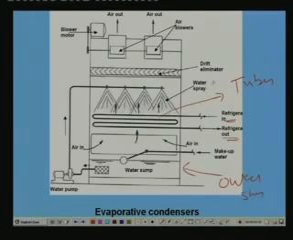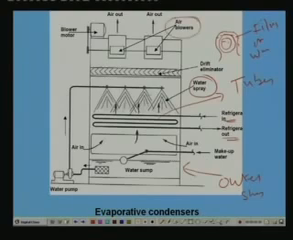is sprayed. You can see that water is sprayed onto these tubes, and when water is sprayed onto these tubes, a thin water film forms around the condenser tubing. So, outside the condenser tube a thin film of water forms. And simultaneously some air is induced. You can see that at the top of the evaporative condenser you have air blowers which induce air flow. So, air is taken in from the bottom.